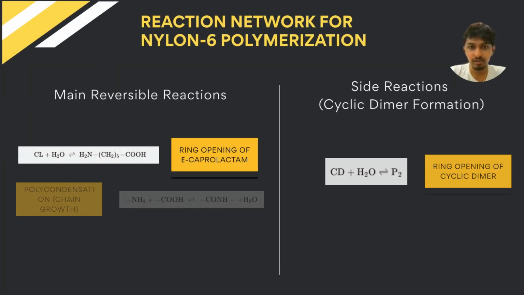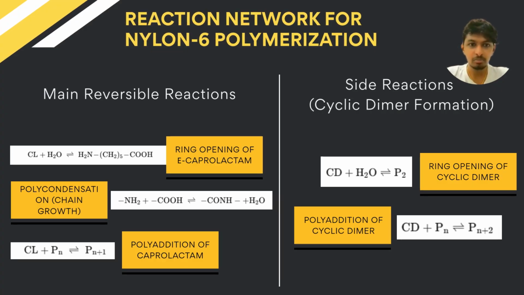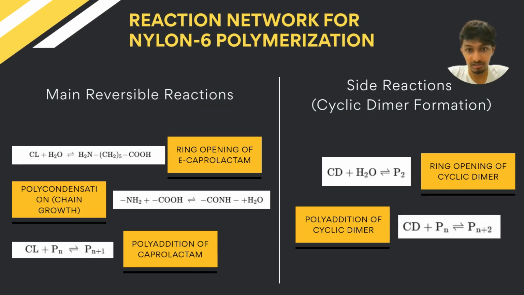Okay, now the reaction network involves ring opening of caprolactam, polycondensation between end groups, and polyaddition to growing chains. In addition, cyclic dimer formation occurs as a side reaction. Those cyclic species are undesirable because they reduce spinnability and product quality. All five reactions are reversible and occur simultaneously.